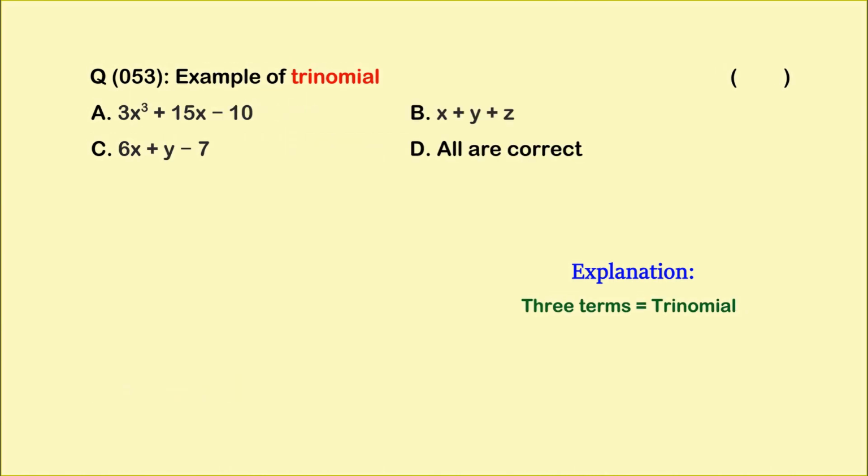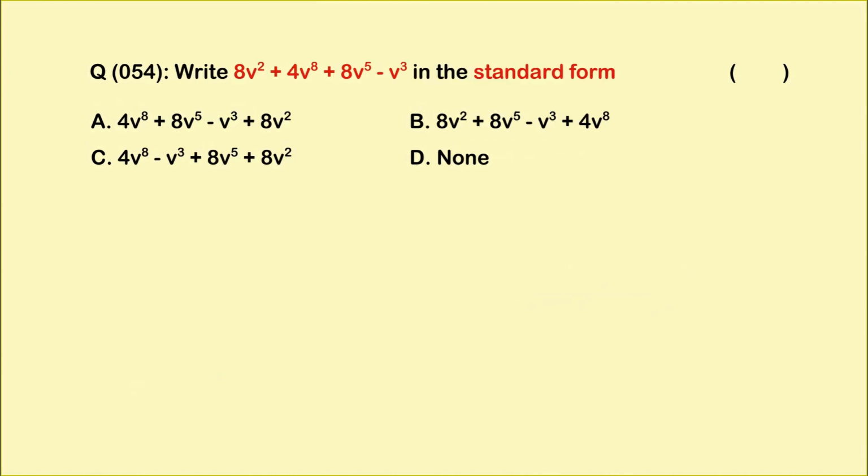Question number 53. Example of trinomial. Trinomial means 3 terms. As you see, option A, option B and option C have 3 terms. So all these are the correct answers. So the right answer is D, all are correct.